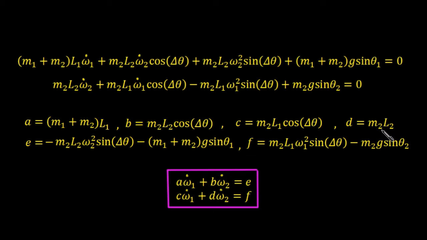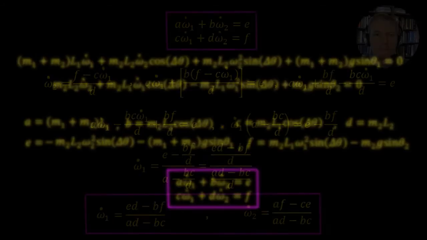So the M2L2 term is this term here, and it's going to be left with the omega 2 dot. So we're going to have the d omega 2 dot, and we take what's left in this line here and we move it over to the right hand side, and we call that our value f. So this is our value f here. So finally we've got this little simultaneous equation here. So let's continue with this on the next page.